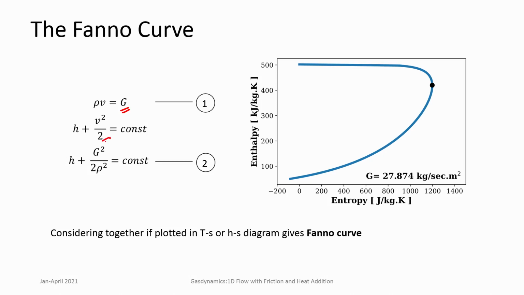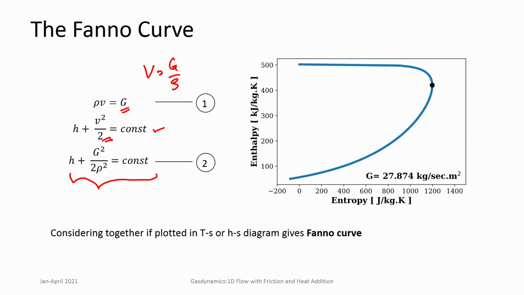So, total enthalpy is a constant. Now, this can be expressed. Given rho v is equal to G, we can express v is equal to G by rho, and this can be substituted in the energy equation, and we get h plus G square by 2 rho square is a constant. Now this equation consists of only thermodynamic variables, along with of course the ideal gas equation of state and so on.